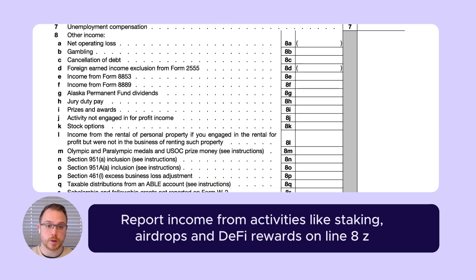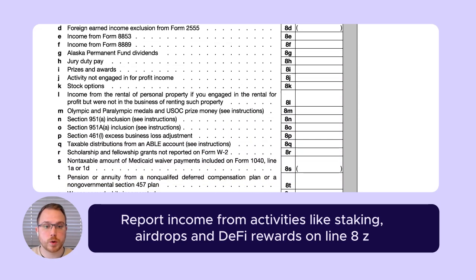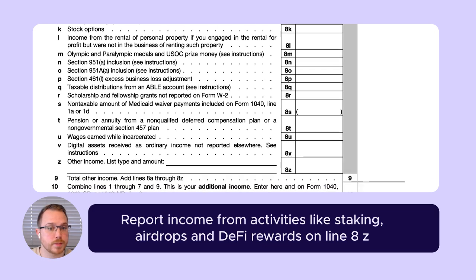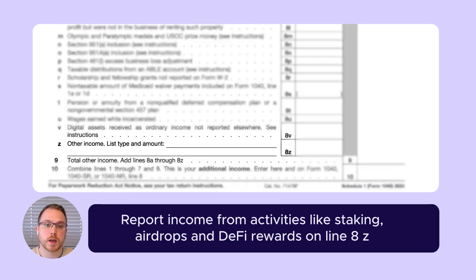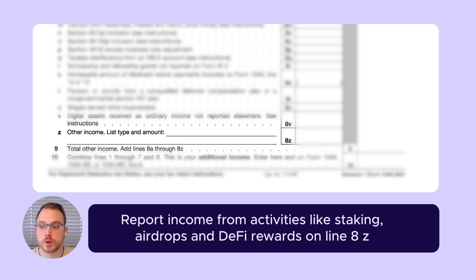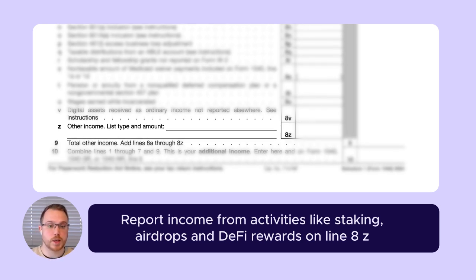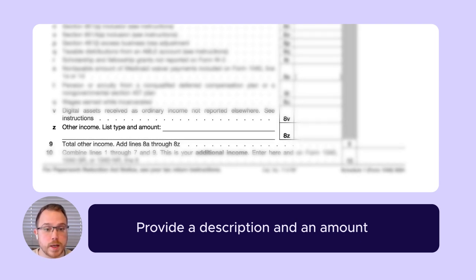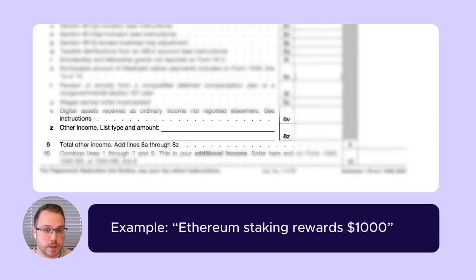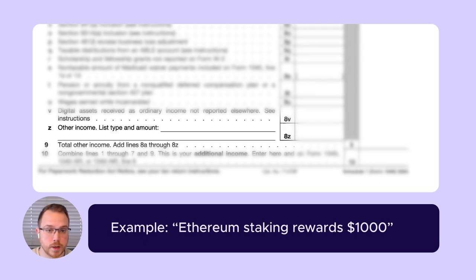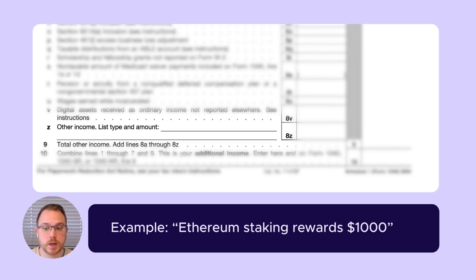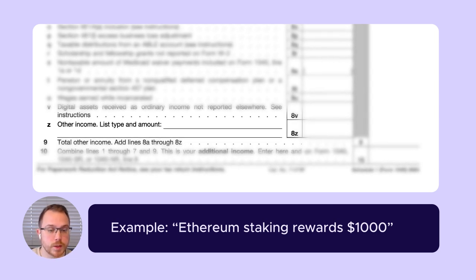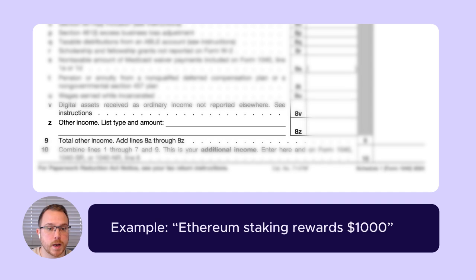But as it relates to your crypto, Schedule 1 is where you would put your staking rewards, mining rewards, and airdrops, things of that nature. So on line 8Z is where you put your other income, and you can actually give a description and an amount. So the description can be Ethereum staking rewards, which indicates to the IRS that you had staking rewards on the Ethereum blockchain, and then you can indicate the value. So if you received $1,000 of rewards throughout the year, you would report $1,000.